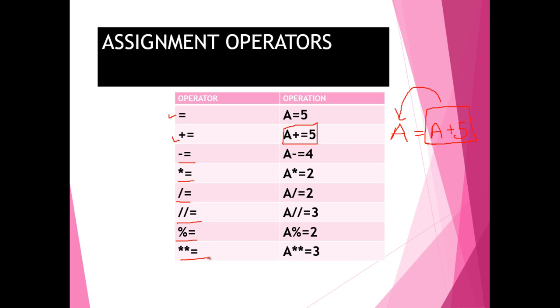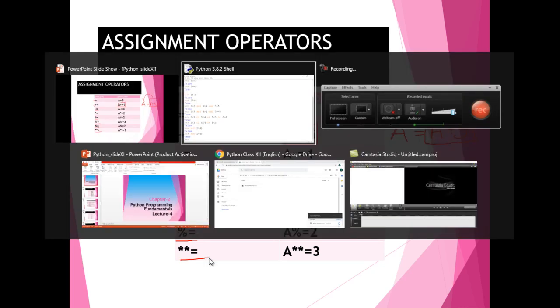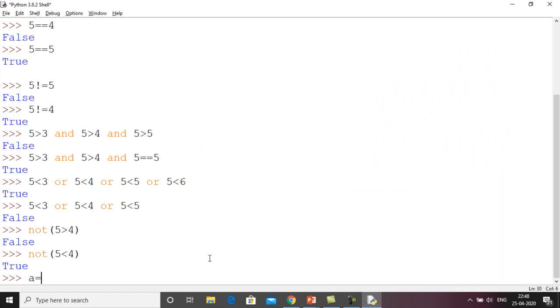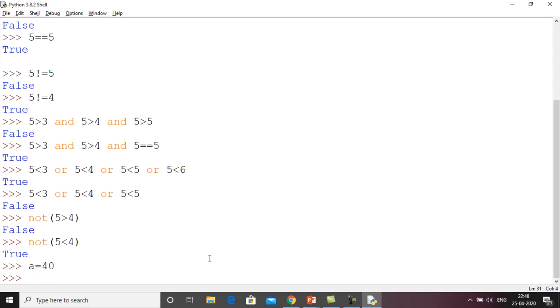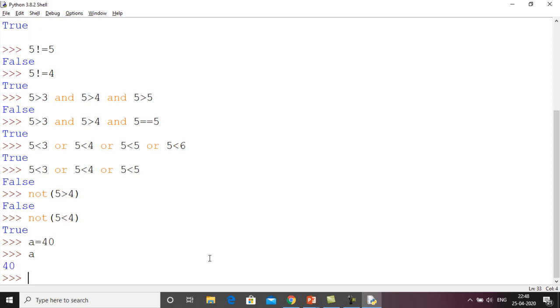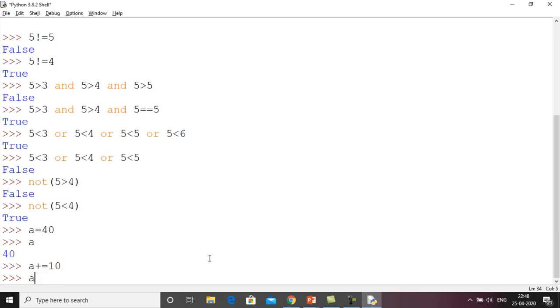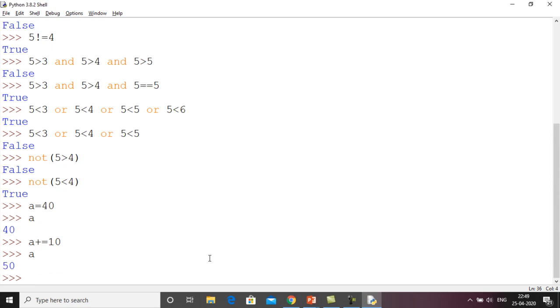Okay, so let me show you practically also. Suppose I take a variable A and put the value 40 in it, and when I print A, we will get the value 40. But suppose I write A plus equal to 10, then what will happen after that? If I show the value of A, then what do I get? I get 50. Why? Because this expression increased the value of A by 10, right?